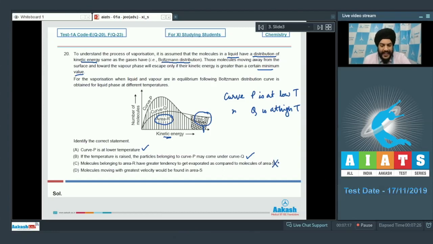If you talk about statement D now, molecules moving with greatest velocity would be found in area S. So this is correct, students. The molecules in area S have greater kinetic energy. It means that they have greater molecular speeds or molecular velocities. So statement D is also correct, students. So the options which we have to mark for this question are option A, option B and option D. Okay, let us look at the next question now.